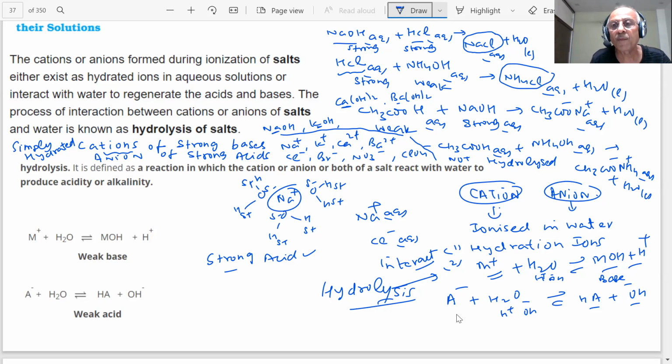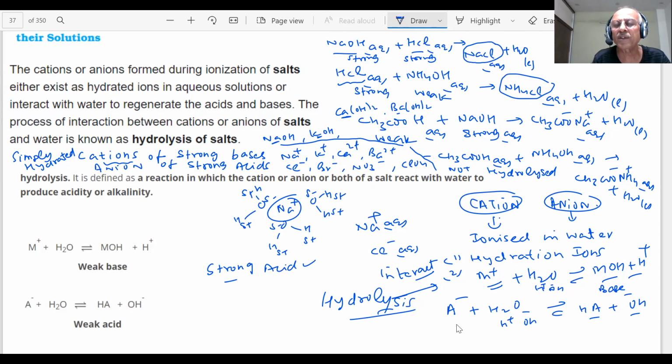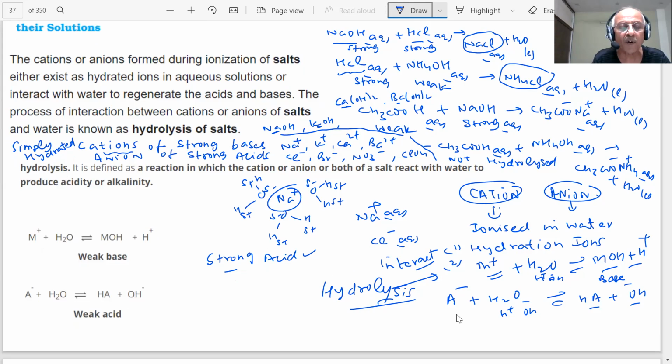So therefore, hydrolysis is a reaction in which the cation or anion or both of the salt react with water to produce acidic or alkaline type of solution. But these are only hydrated. There is no hydrolysis of cations of strong bases and anions of strong acids. This is a point to be noted, student. They simply get hydrated. They are surrounded by water molecules. And once they are only hydrated, no hydrolysis takes place.